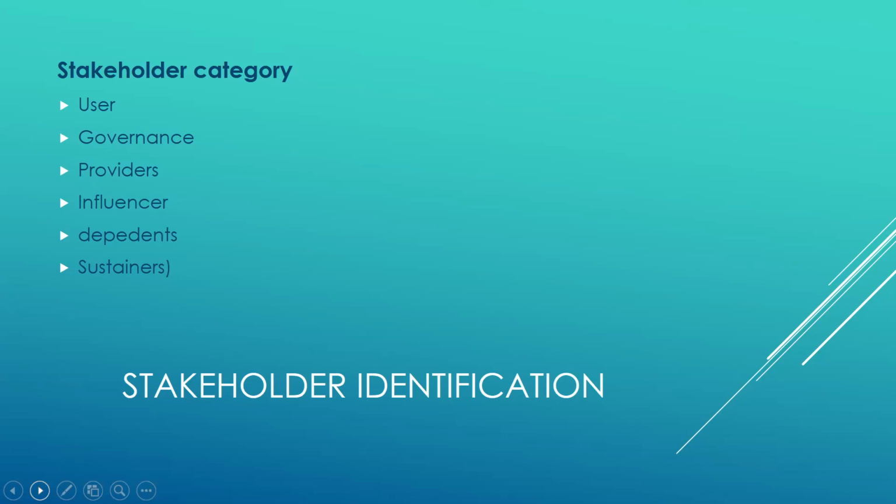Then, of course, you have dependents. These are people that want something from the project other than the thing that you're actually doing. They are functional units of the organization that need one of the project deliverables. So they're not necessarily the users, but they usually need something from the project, as in they're dependent on the project for something. And lastly, we're talking about sustainable groups responsible for supporting the project after the project is completed.